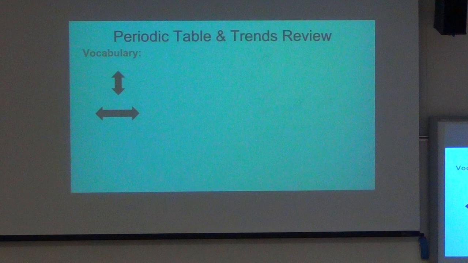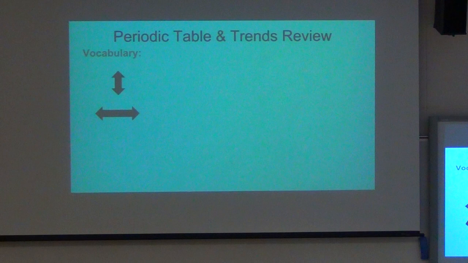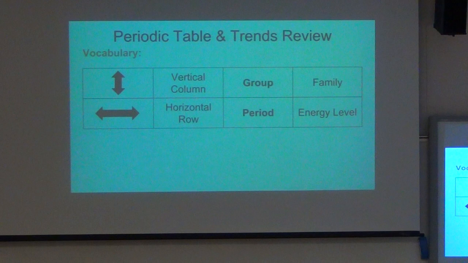Two of the main terms that some people were still a little bit confused by were the terms we used to describe the different rows on the periodic table. So we've got two possibilities for rows. We've got our vertical ones, the vertical columns up and down, and we've got the horizontal ones going across. There's two terms that are typically used for both of those rows.